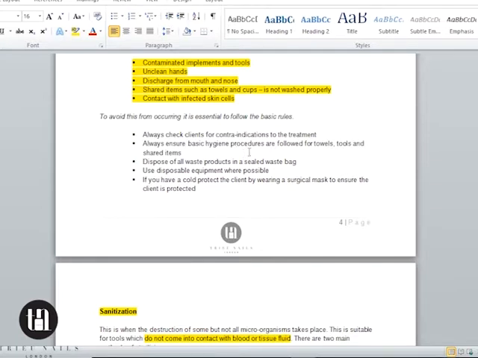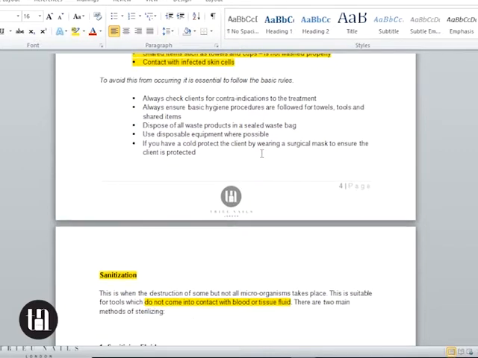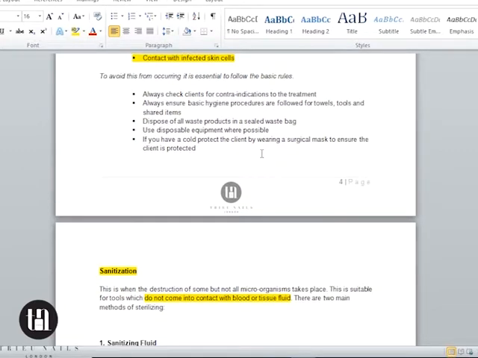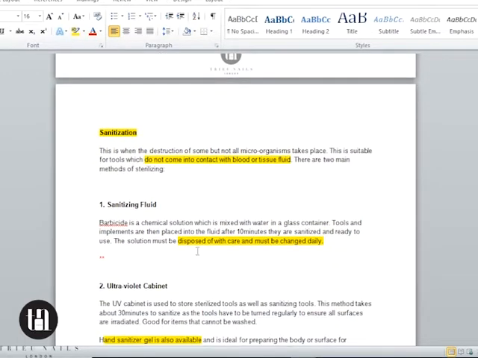You should always ensure you have basic hygiene procedures. Dispose of all waste products in a sealed bag or bin. Use disposable equipment where possible. So we're going to sanitization.